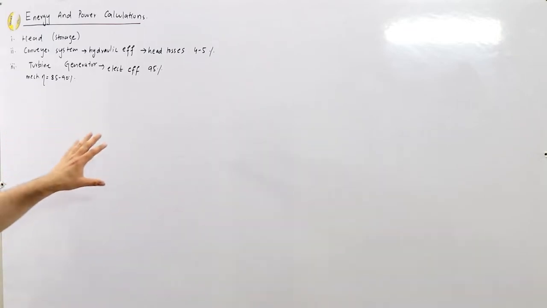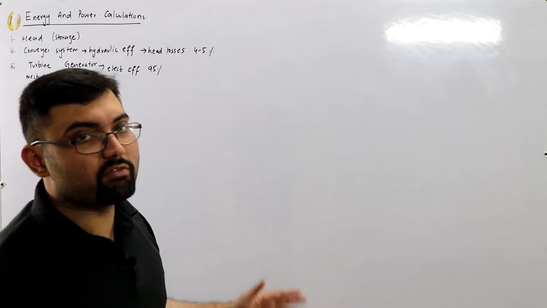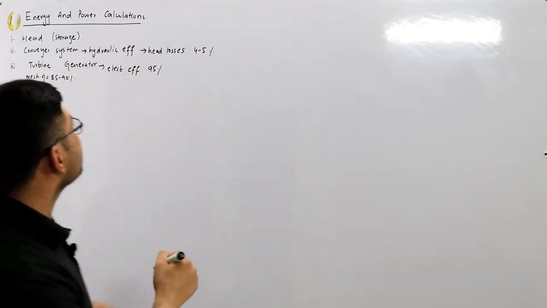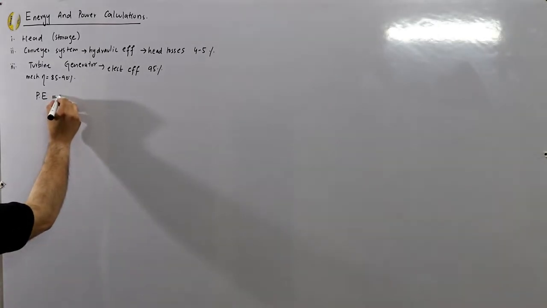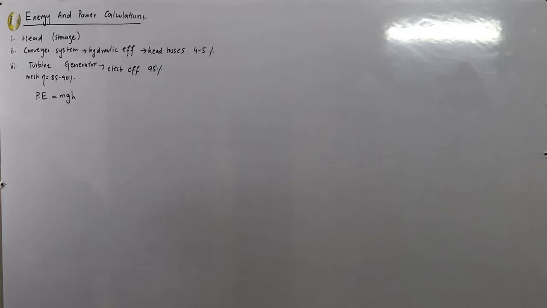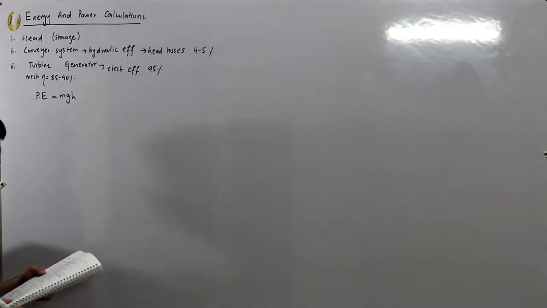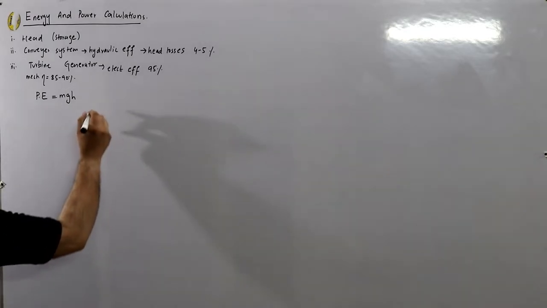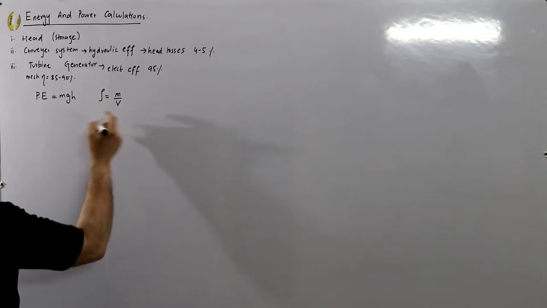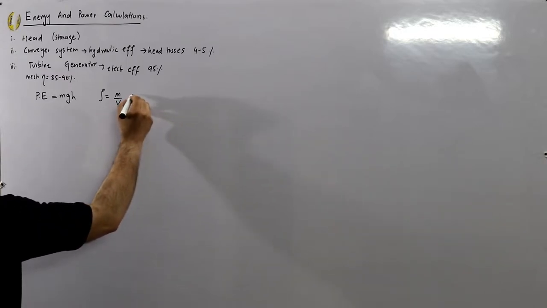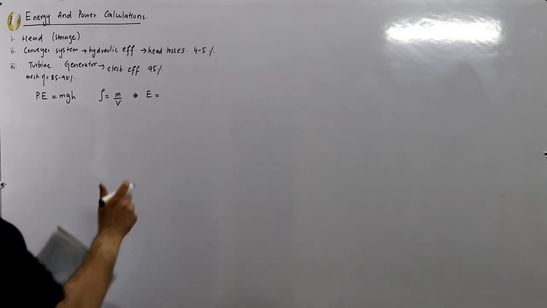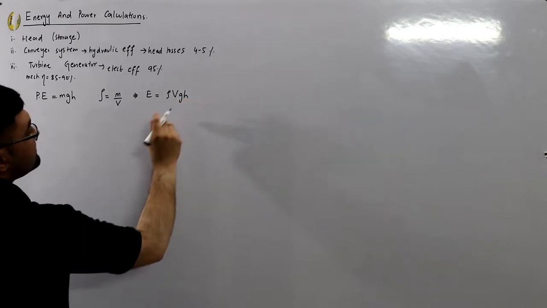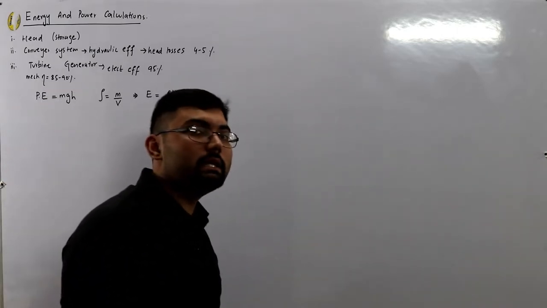Now, we are talking about the conventional hydroelectric station, in which we have a mass of water stored at a certain height h. In that case, we utilize the potential energy of the water, which is given by mgh. If rho is the mass per unit volume, the density, then my energy is rho times volume times g times h. This is the energy associated with the water.